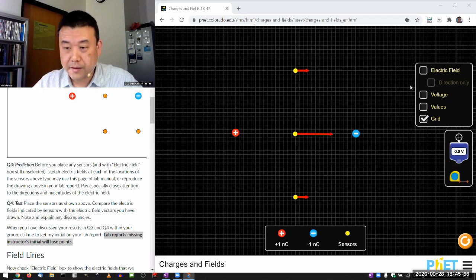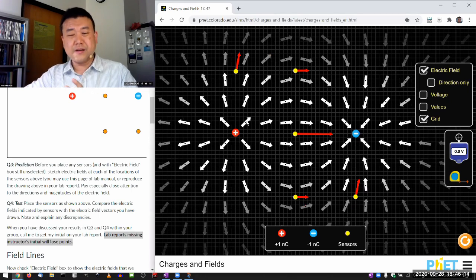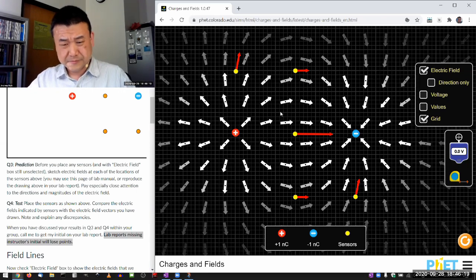Now, when we enable the electric field illustration, that illustration should verify what we are seeing here. So when I turn on the electric field, this is what you see. Now, the simulation doesn't show the electric field at every single point. I mean, as it is already, it's quite a bit distracting. I think it's called the vector field.